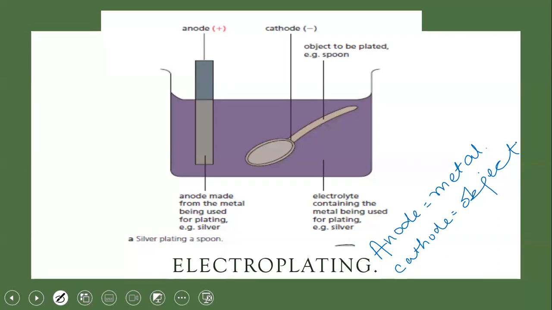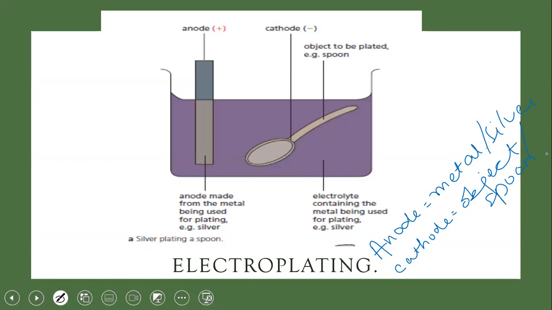Now, what's going to happen in this case? Let's say you have a spoon and you want to cover it in silver. You want to do silver plating. How are you going to do it? You take silver and attach it to the positive side of the battery. So it will become the anode. The positive one is the anode. Then you take your spoon and attach it to the negative side of the battery. So that is the cathode. So who is the cathode? Our spoon. And who is the anode? The metal.